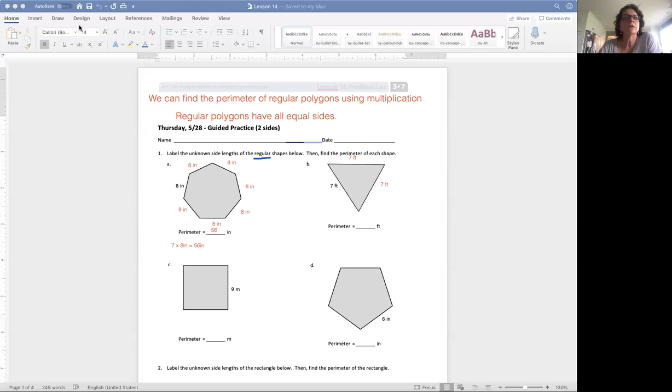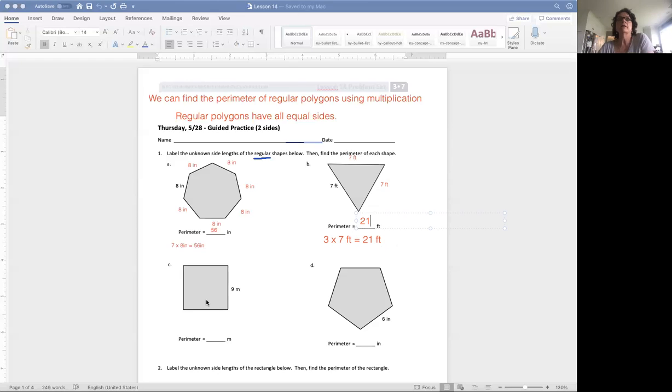So the number sentence we could write, go ahead and try that on your own. Okay, 3 is the number of sides multiplied by the length of each side. So it's equal groups, boys and girls, which is multiplication. So 3 times 7 feet equals, if you got 21 feet, you are correct. And then we can go up here and we can put our answer in the blank, 21 feet. All right, let's go on to C.